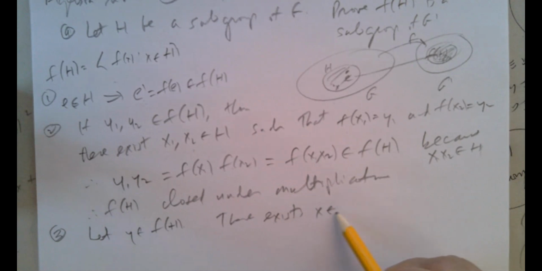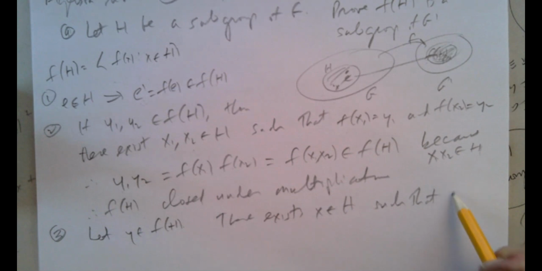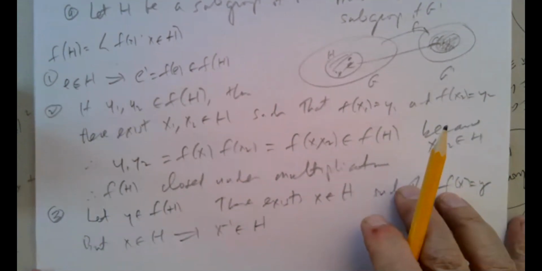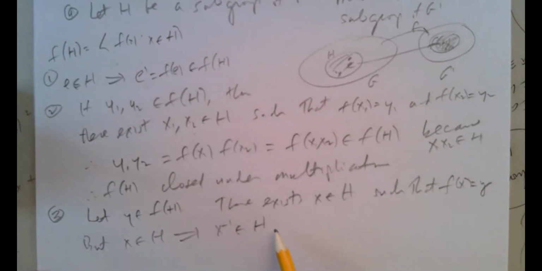There exists x in H such that f of x equals y. That's the definition of the image. But if x is in H, that implies x inverse is in H, because H is a subgroup. It contains the inverse of each of its elements.